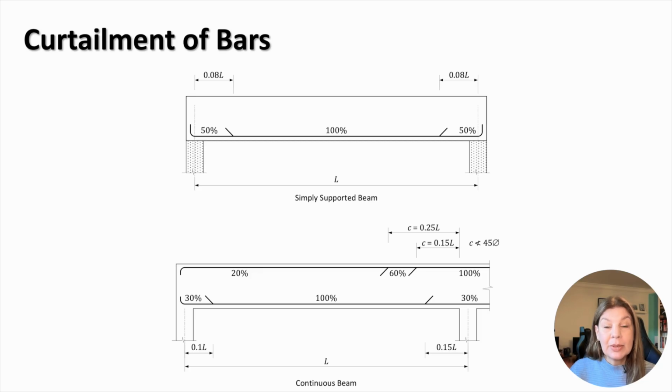In simply supported beams, 50% of the bottom reinforcement required in the span should extend to supports. This amount is reduced to 30% in continuous beams. Away from the support, the top reinforcement in continuous beams can be reduced to 60% and then to 20% of the required amount above the support. Further discussion on the curtailment requirements can be found in Topic 6, Part 1.